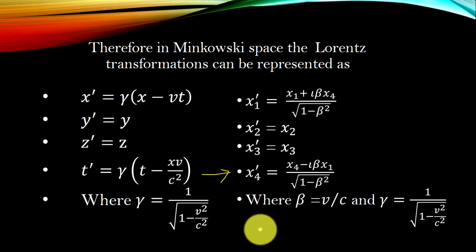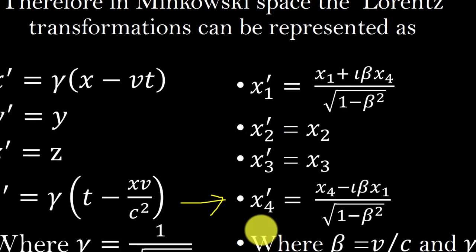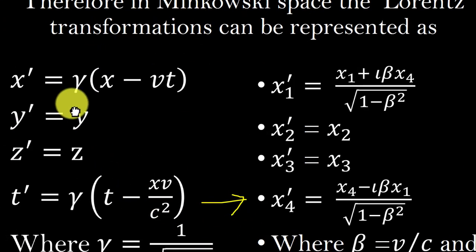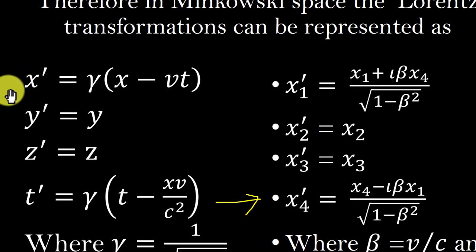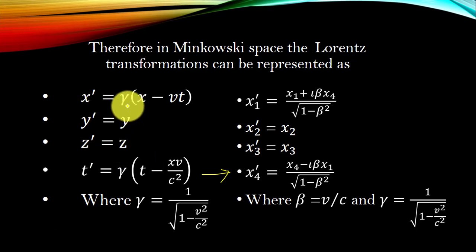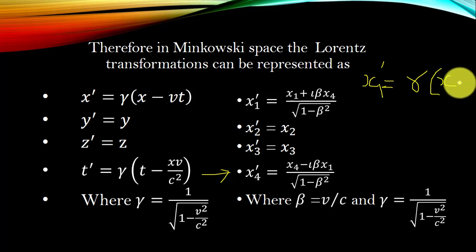Let me just enlarge a little. So here we are taking x prime, as you know, here x prime is replaced by x1 prime, which is equal to gamma, where x is replaced as x1, and minus, instead of v, if I write v by c, this term will become beta, and also multiply time with the c t. There is no change coming here.